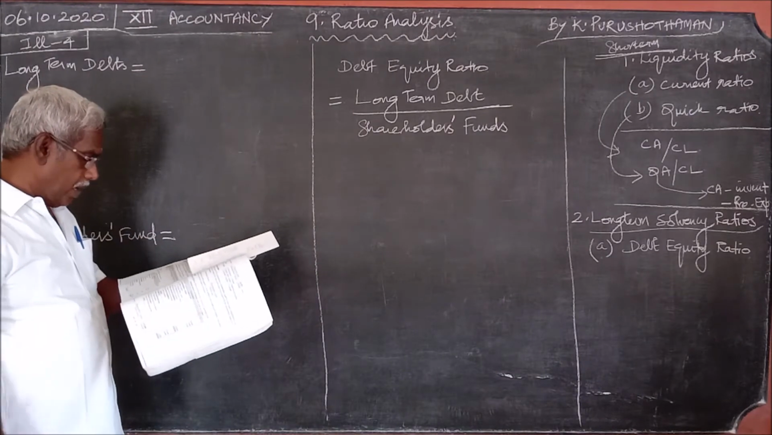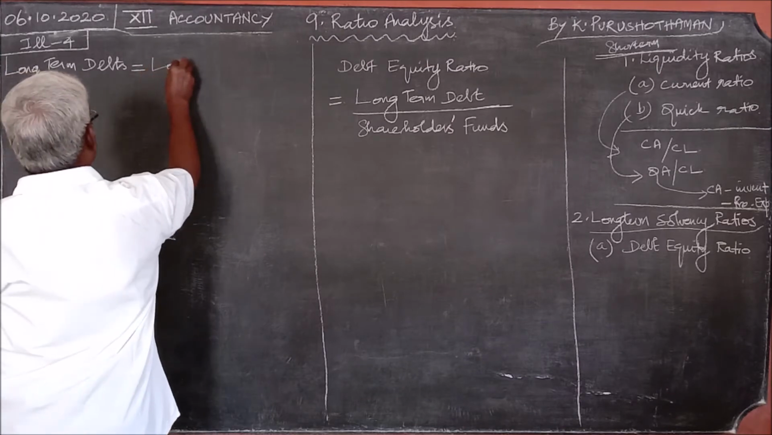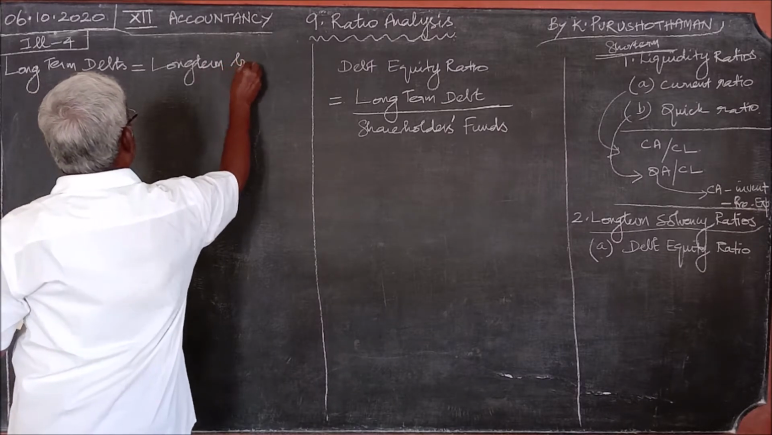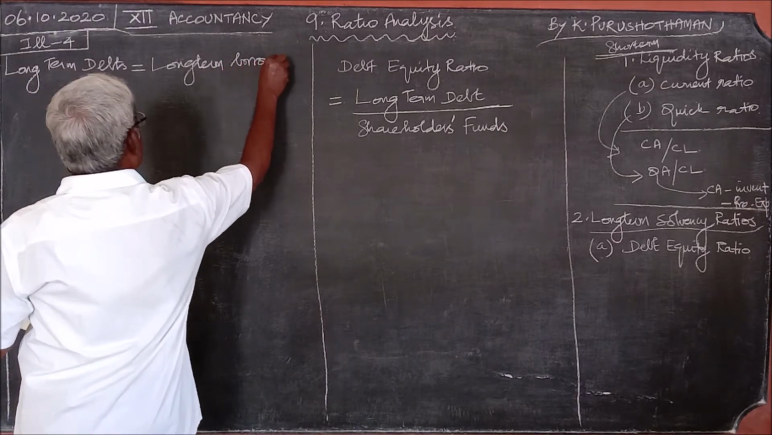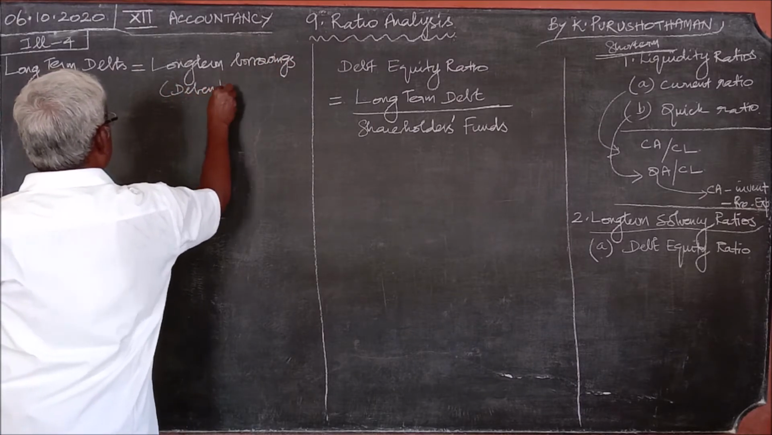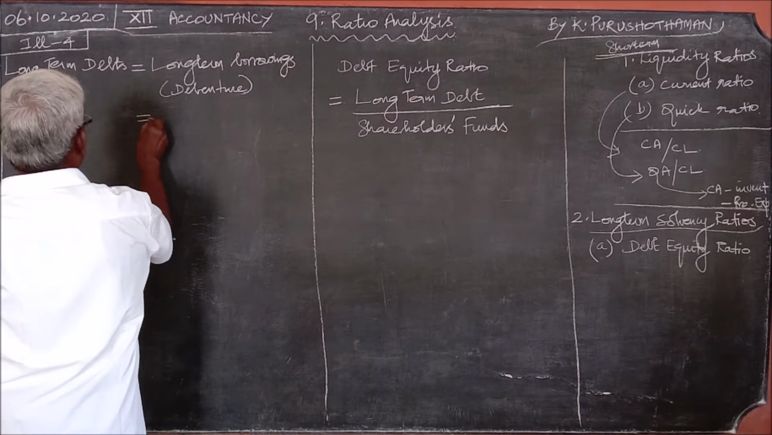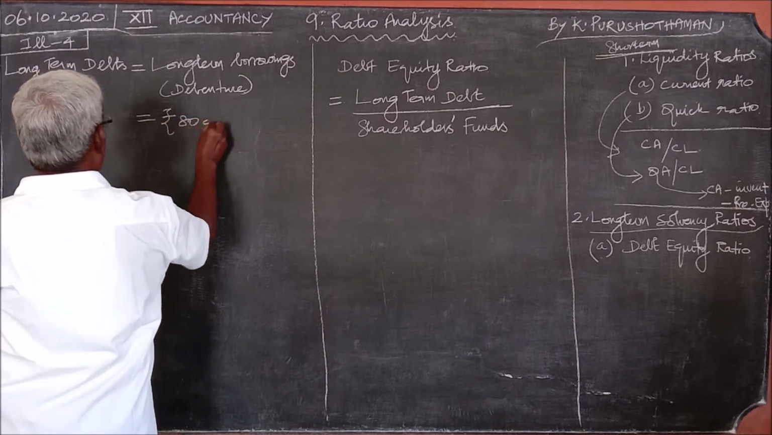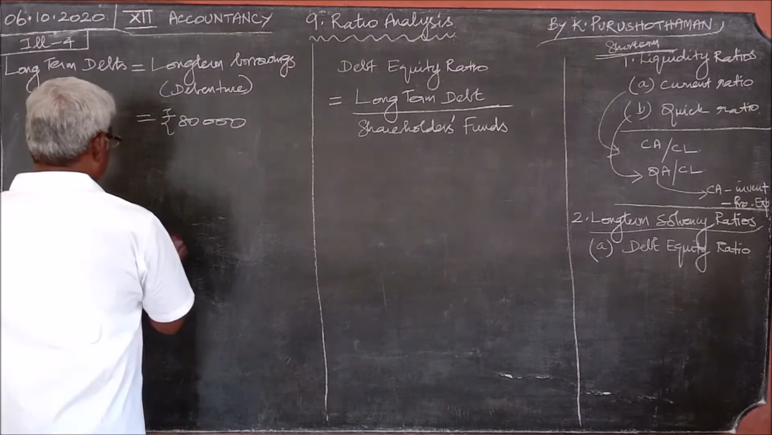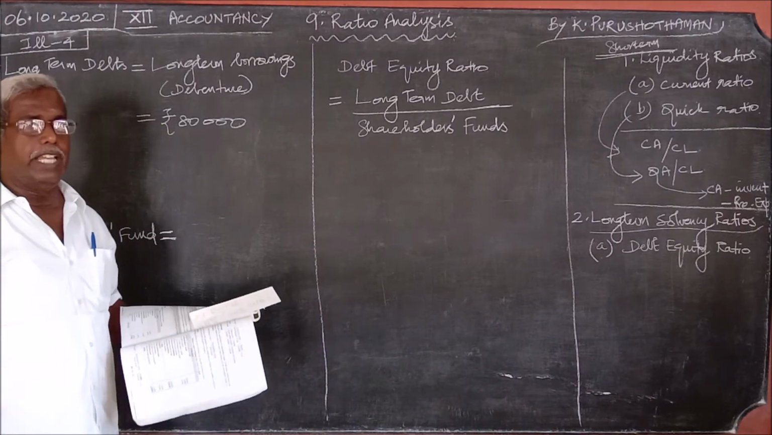See, in this, under long-term borrowings, debenture only is given. Out of those four items, what I said, long-term borrowings, here it is debenture. It is given in the book itself. What is the amount of long-term borrowings or debenture? Here this is 80,000.